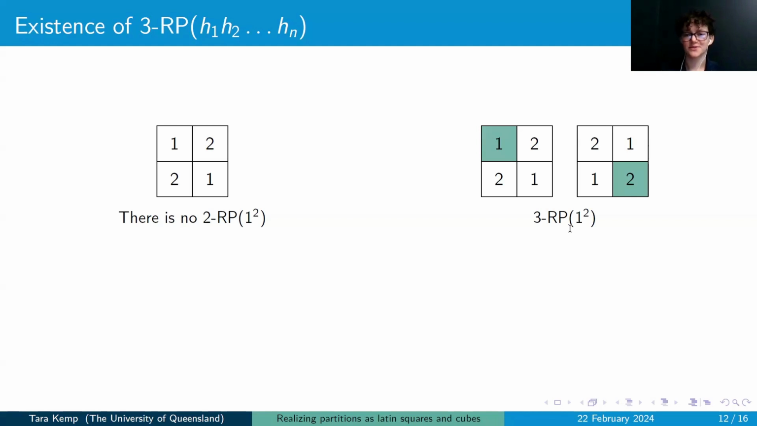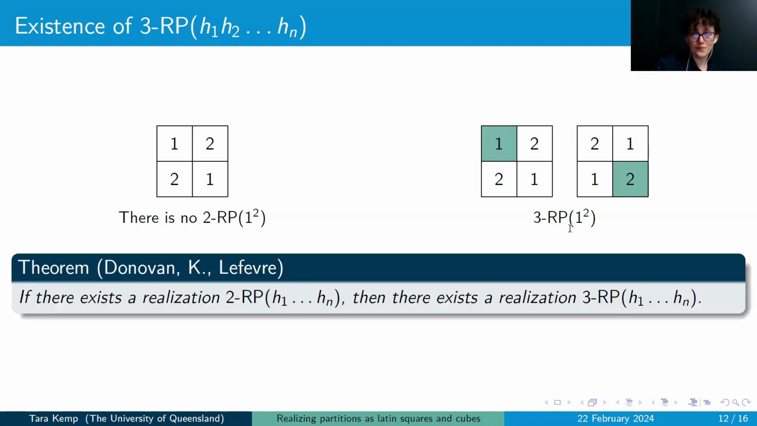So, okay, the next question, well, are there any partitions the other direction that can be realized in a square but can't in a cube? And the answer to that one that we found is no. So any partition which can be realized in a square can also be realized as a cube. So if you can realize something as a square, you can actually turn that into a cube as well.